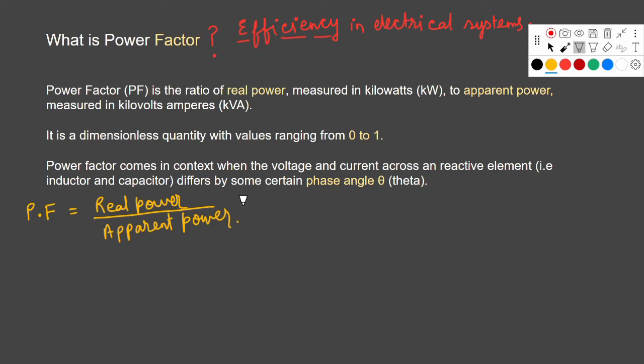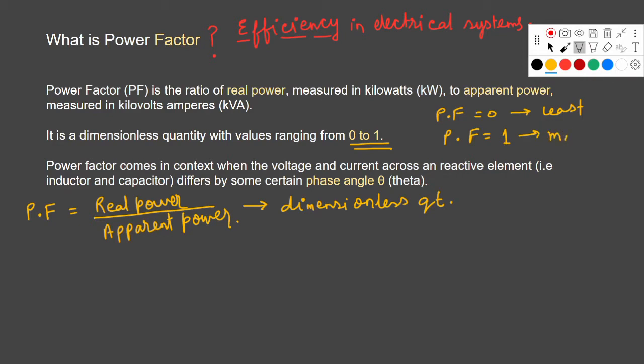As it is a ratio, it is a dimensionless quantity. And the power factor value ranges from 0 to 1. When the value of power factor is equal to 0, it means least efficient, and when the value of power factor is equal to 1, it means most efficient. Clear?